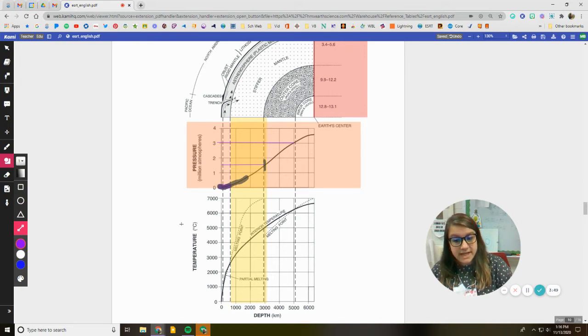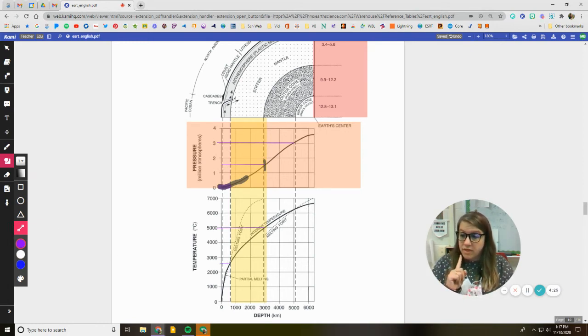Now, if I go down to the temperature piece of it, it's a similar thing, just different temperatures. If I go to the bottom of the stiffer mantle and draw a line across to show where the temperature is, it's going to be about 5,000 degrees Celsius. Same thing if I go to about here at the top of the stiffer mantle, or bottom of the asthenosphere, that's about 2,500, 2,600 degrees Celsius. So that's how you read the temperature.